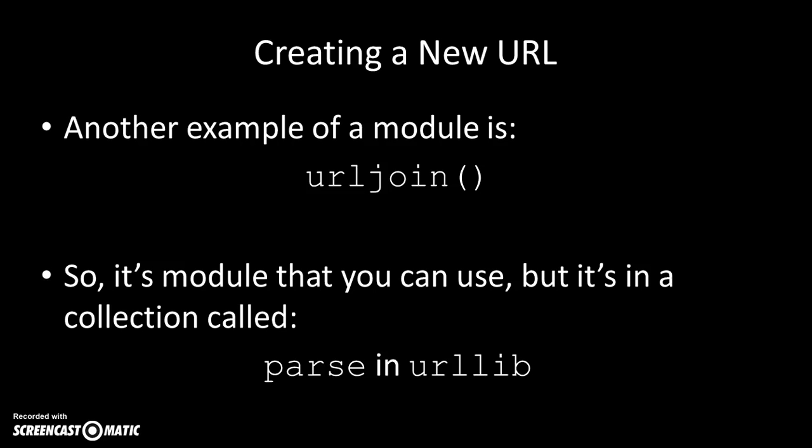Now let's say we have some information and we want to create a new URL from that information. I'll explain what I mean in a minute. There's another method called urljoin. We looked at urlopen, and now we're going to look at urljoin, and it's in a collection called parse, and that collection is in a library called urllib as well.